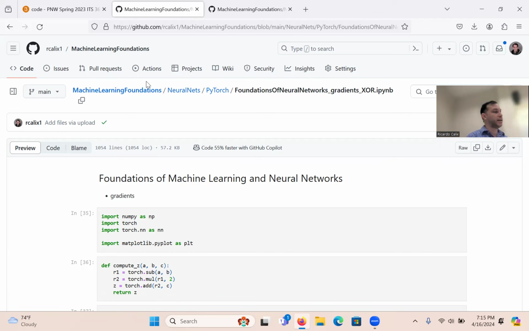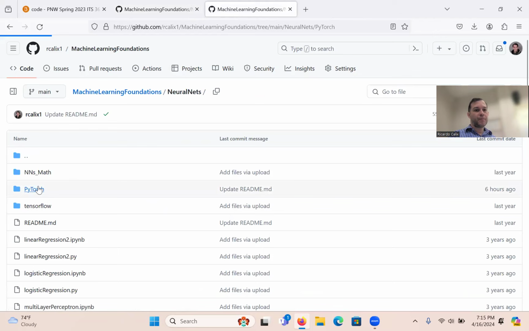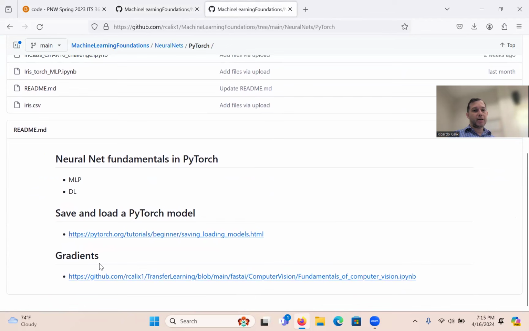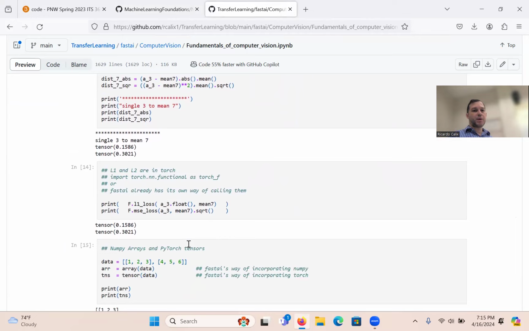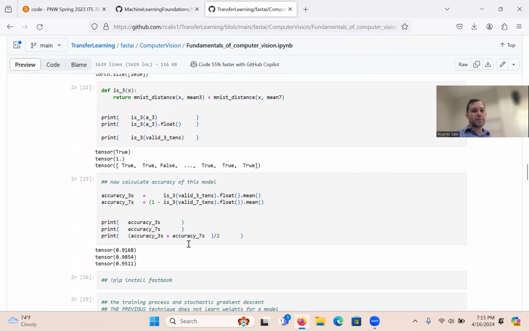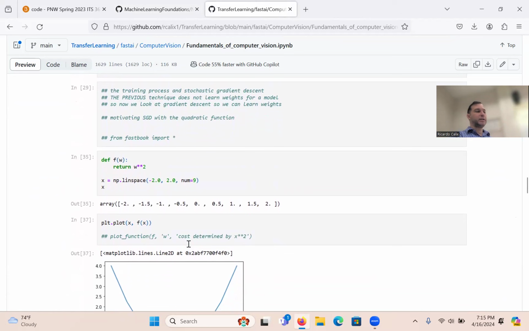And the other one is this one, Gradients, this link here. So both of them are a similar concept. I'm going to skip this part because it's not really relevant, but I'm going to start discussing it around here, like right there.